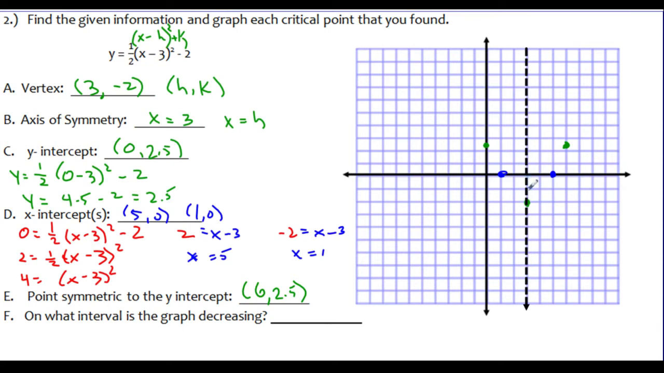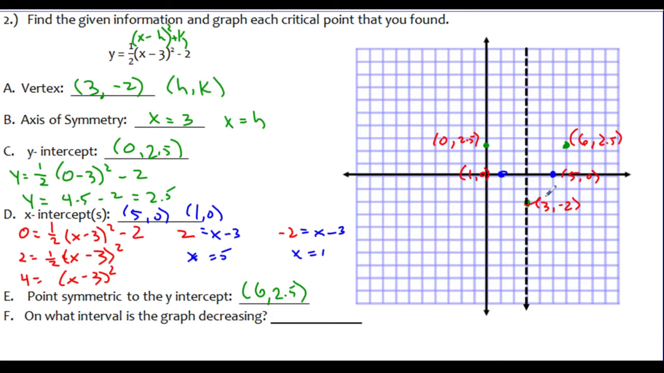Okay, so let's just label these real quick. It looks like I had the point (3, negative 2). I had the point (5, 0). I had the point (6, 2.5). I had the point (0, 2.5). And I had the point (1, 0). Those are my 5 critical points that they asked me to graph.